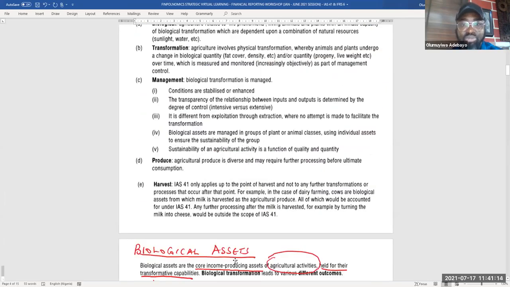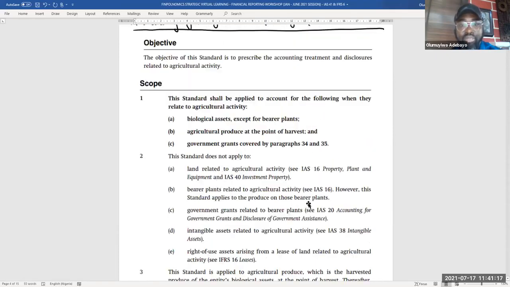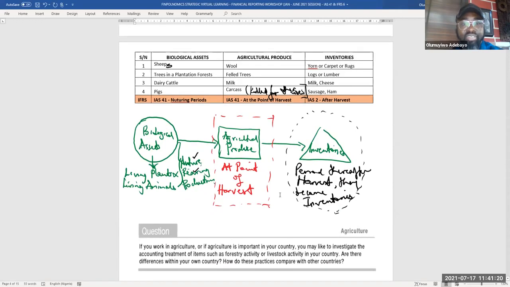Now, let us go back to where we started from, where I developed a table for you. Now, let's look at the summary of it. Biological assets will surely be accounted for under IAS 41, which you can see here. Agricultural produce also will be accounted for under IAS 41, which you can see here. But inventory will be accounted for under IAS 2. What is the difference? The difference is that both biological assets and agricultural produce will always be measured at fair value less cost of disposal, or less cost to sell, as the case may be.